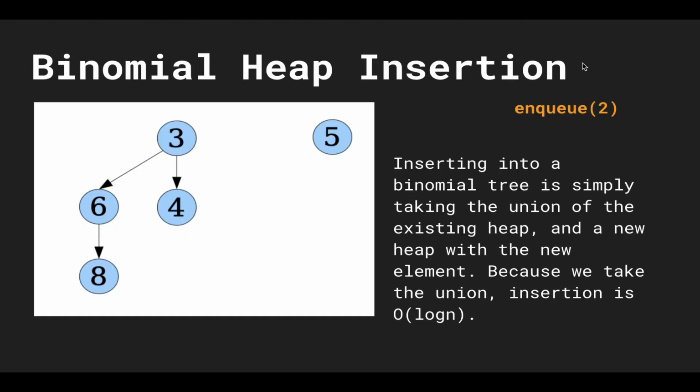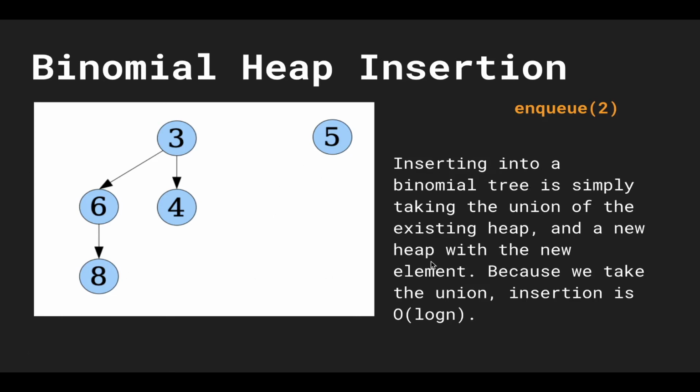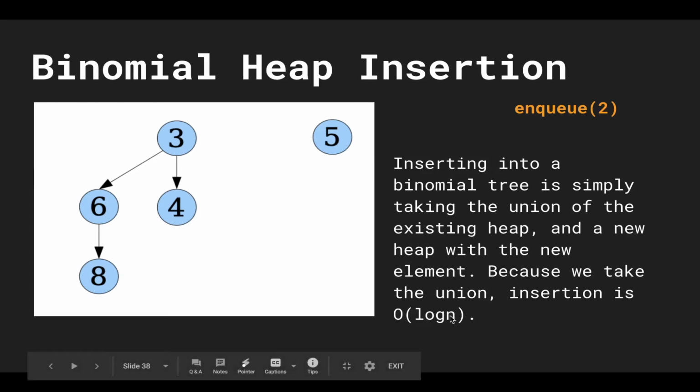So now let's talk about inserting into a binomial heap. Inserting into a binomial heap, not tree, this is a typo, is simply taking the union of the existing heap and a new heap with the new element. Because we take the union, insertion is just log n. It's like log n plus log m, but m here is just 1 heap with 1 element, so that's log of 1, which just is 0, and that's a constant. So the dominating term of the expression is log n.